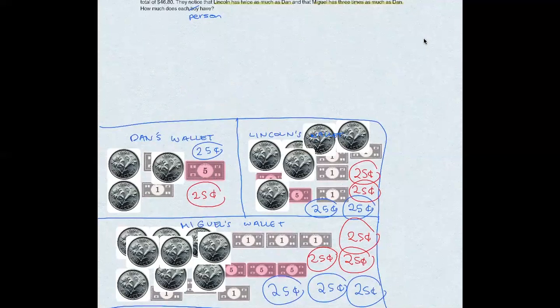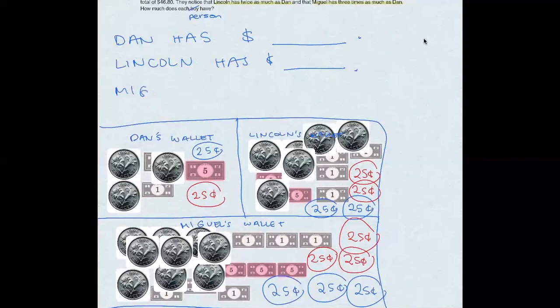Now we need to know how much money each person has. And that doesn't take too much time. It's just writing out how much each person has. So Dan has this much money. Lincoln has this much money. And Miguel has this much money. And those three blanks should add up to be our $46.80.